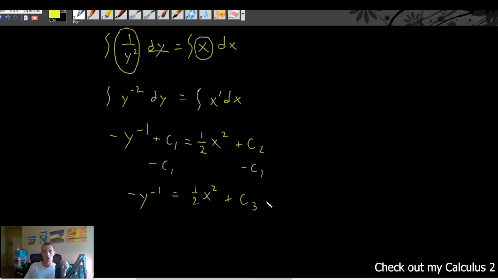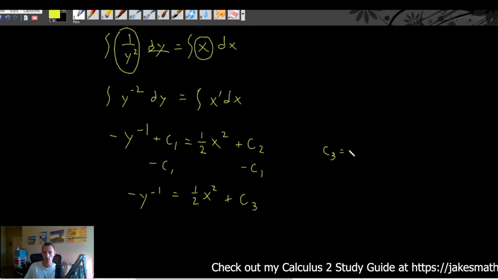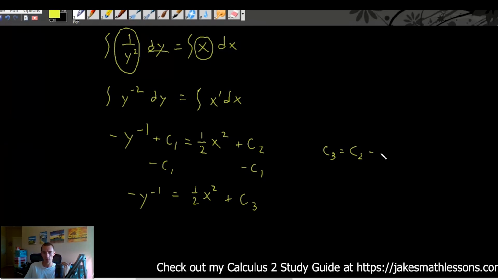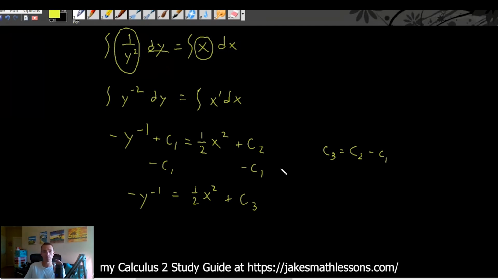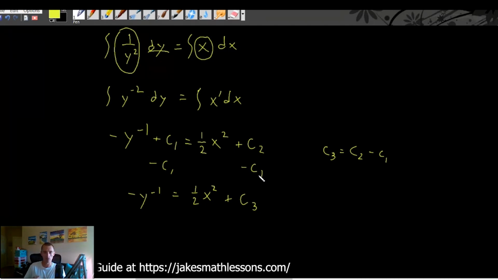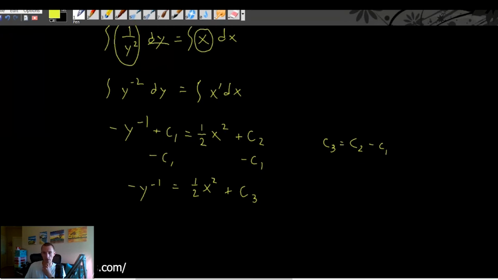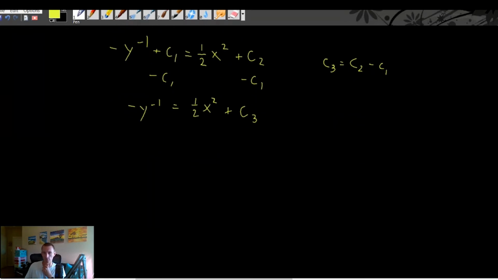Okay. So just something to keep in mind here. Basically, we've arbitrarily decided we're going to use a new constant C3, which is the same as C2 minus C1. That's not too important because typically you're not going to need to know what each of these constants individually are. But later on, if it were an initial condition problem, we would need to solve for whatever unknown constant we have at the end.